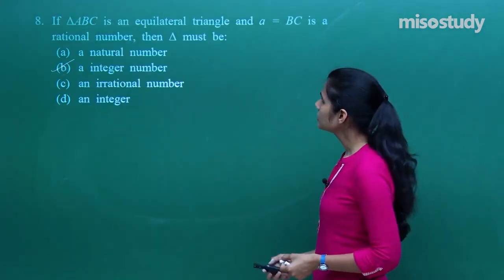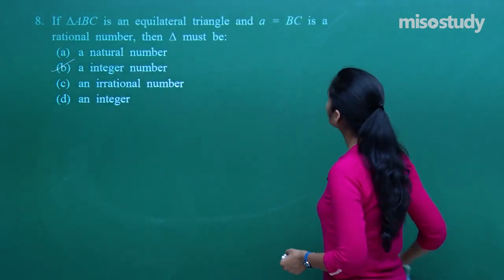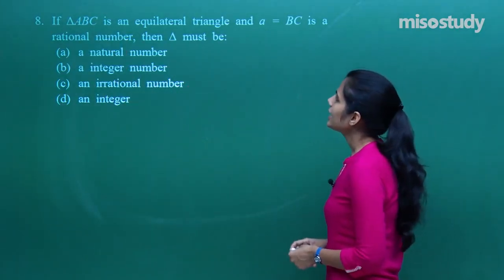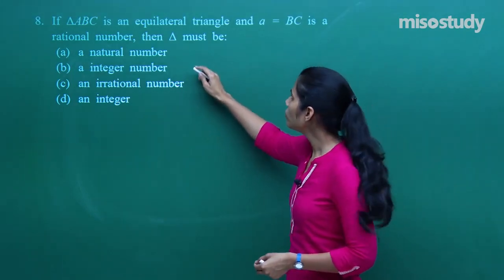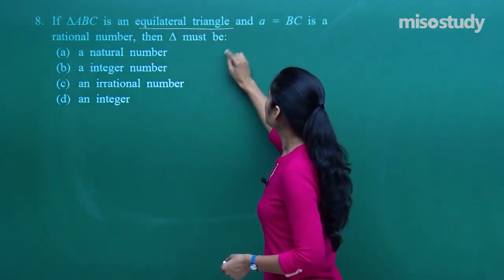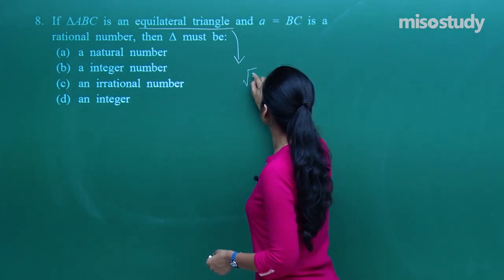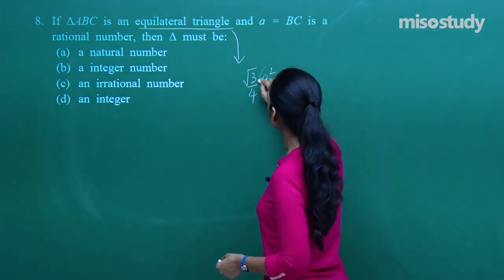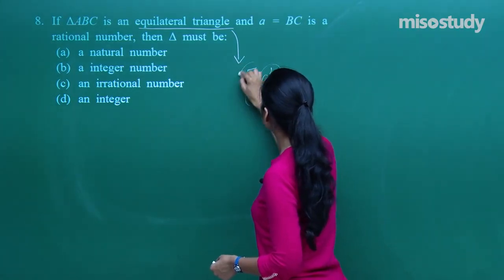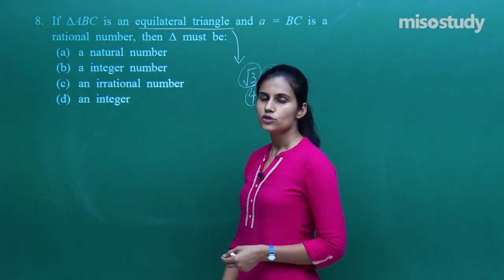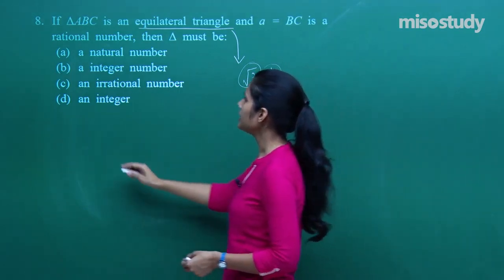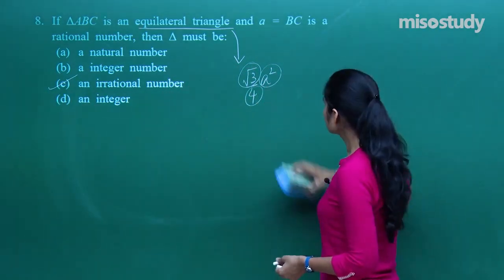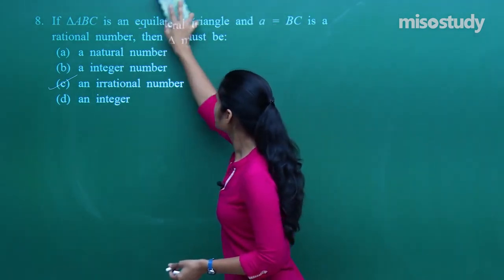Next question is, if triangle ABC is an equilateral triangle and a equals BC is a rational number, then the area must be what? When triangle is equilateral, your area is root 3 by 4 a square. a is given to be rational, so a square is rational, 4 is rational, but root 3 is irrational. So root 3 by 4 a square will be very clearly irrational. Fine. Next, let's see what we have next.